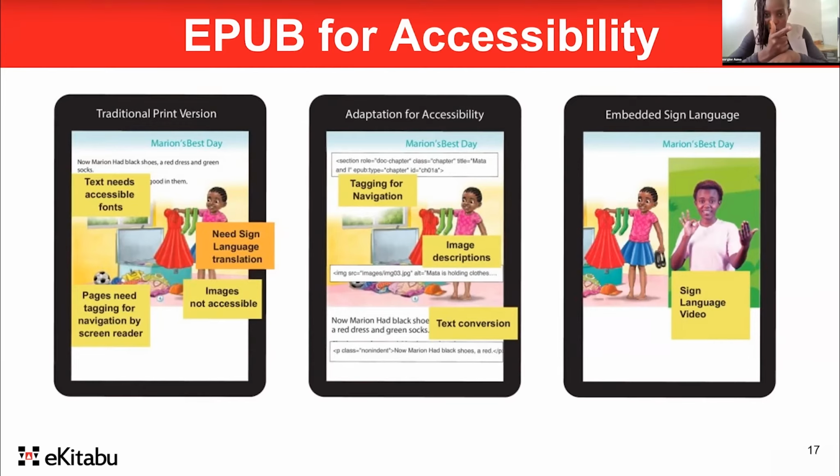After the production of quality sign language videos, we use the EPUB where we package our content. We package all our content in EPUB because it supports different accessibility features, not only for a deaf learner, but also it meets the different standards and it has different variations of accessibility. Next slide, please.